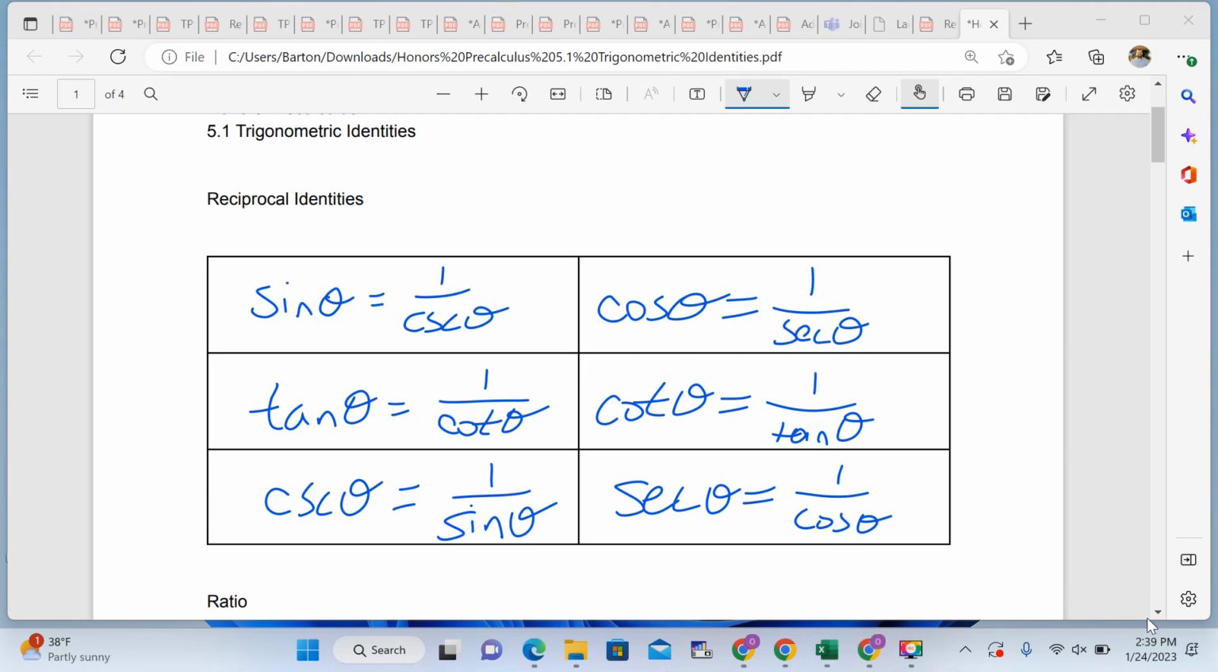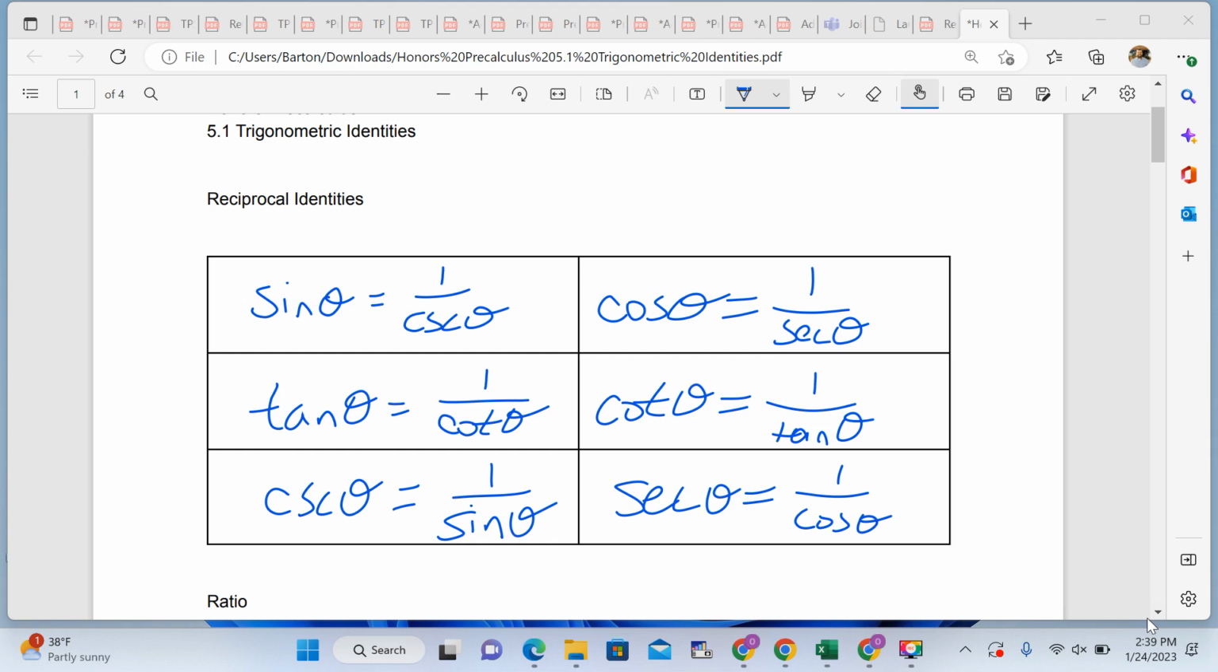Hey, welcome to 5.1, Trigonometric Identities. So, there's a lot of rules I'm going to be throwing at you. Some of them you'll be responsible for knowing, some you will be given for assessments. Ask me in class which ones they are.